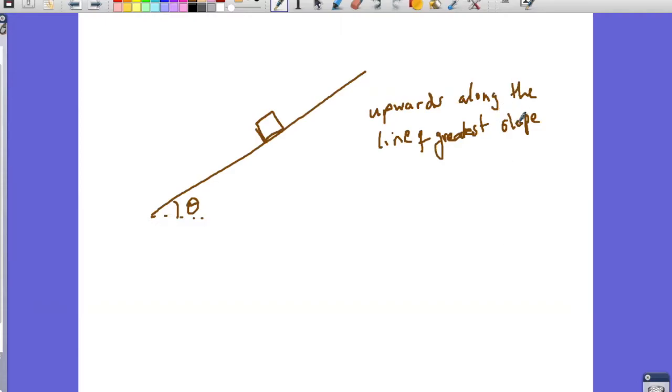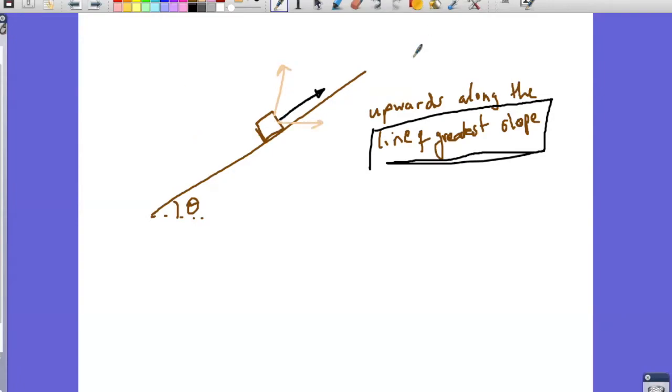Along the line of greatest slope. If you are told this phrase, line of greatest slope, it just means that it is parallel to the slope. It means the force is like that, parallel to the slope. Because of course, we know that you could apply the force like that. You could also apply the force like that. So the phrase line of greatest slope just means parallel to the slope. Okay?